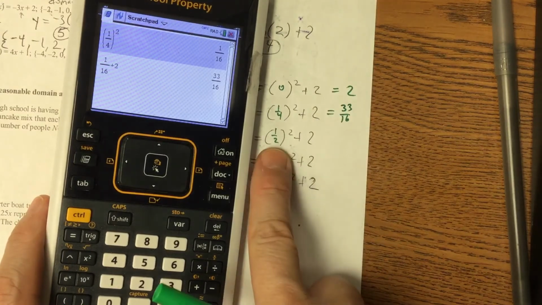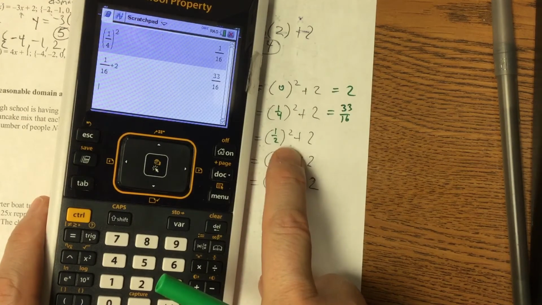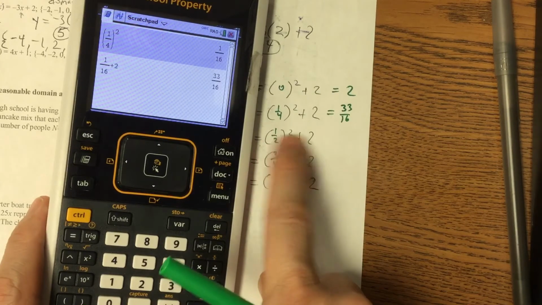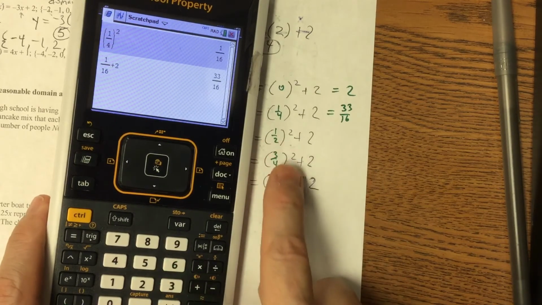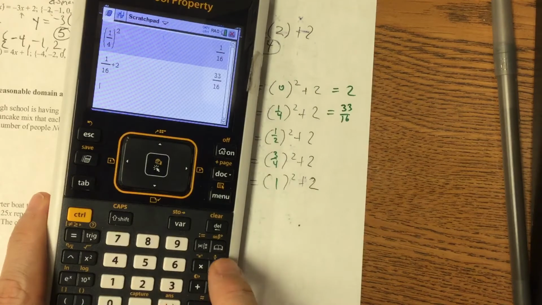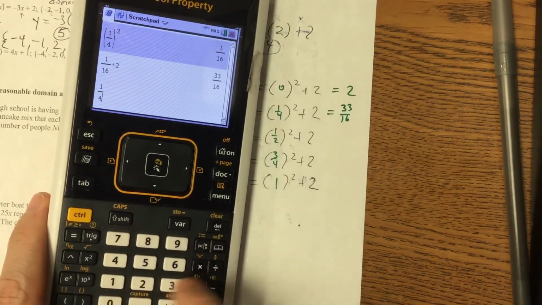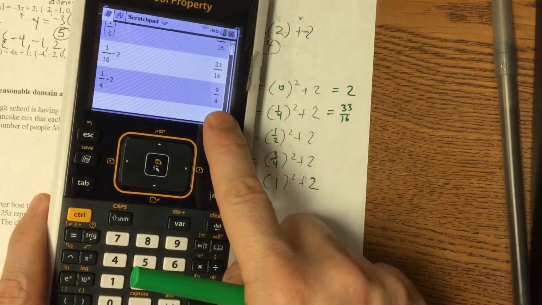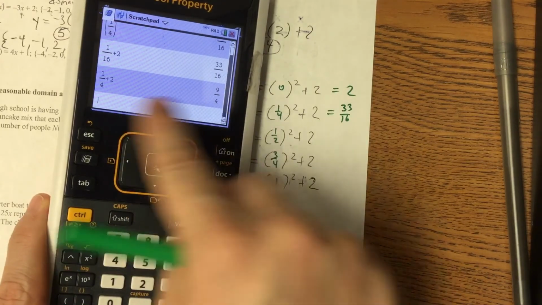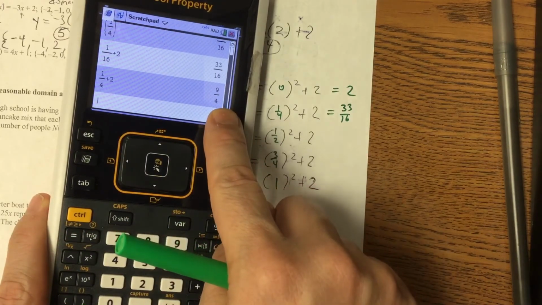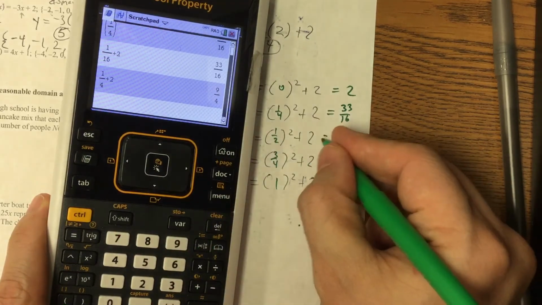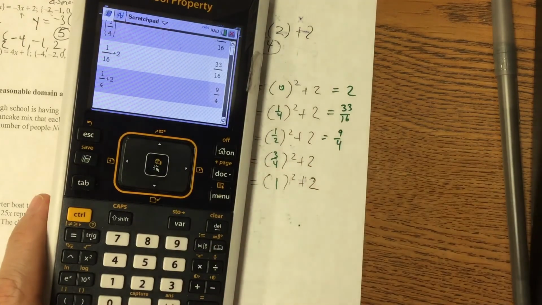Okay, now the next one is 1/2 squared plus 2. Well, 1/2 times 1/2, that would be 1/4, right? 1 times 1 and then 2 times 2. Let's go ahead and do 1/4 plus 2. See, it does all the heavy lifting for us. The calculator just takes care of that. 9/4 is what we need to write down. All right.